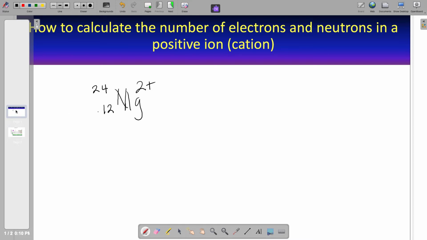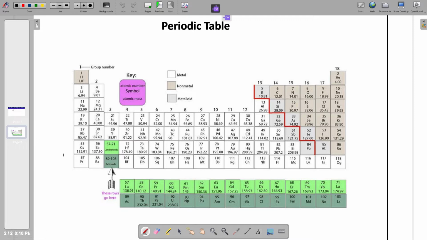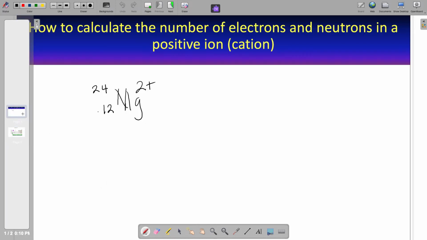You may have noticed, the mass number is always close to the atomic mass, but always a whole number. As you've seen, the atomic mass of magnesium is 24.31. But in our problem, the mass number is 24. And remember, the mass number is just the sum of the number of protons plus the number of neutrons. So the number of electrons is excluded from the mass number.